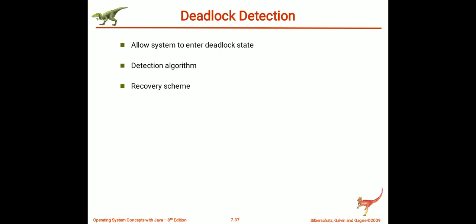So in the deadlock detection approach we will be using two algorithms, one for detecting the deadlock, that is the detection algorithm, and the second is to recover from the deadlock, that is the recovery scheme. Okay. So here we are allowing the system to enter into the deadlock state. How to do that? If we don't provide any deadlock prevention or deadlock avoidance algorithm, then the system may enter into the deadlock state.